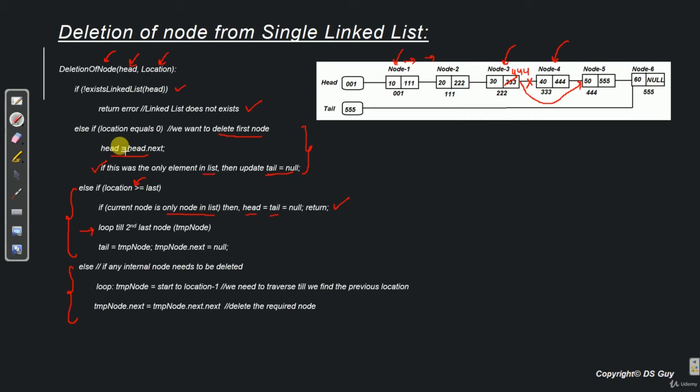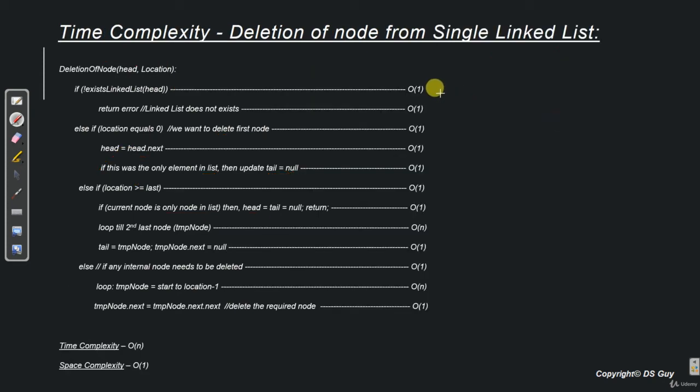So now that we have understood how the algorithm works, let's see what the space and time complexity of this algorithm is. Checking if the linked list exists or not will take order of 1 time. If the node to be deleted is the first node, then we are updating some reference variables, which will take constant time. Similarly, if we want to delete the last node, checking that will take order of 1 time. If the last node is the only node in the list, it will take order of 1 time.